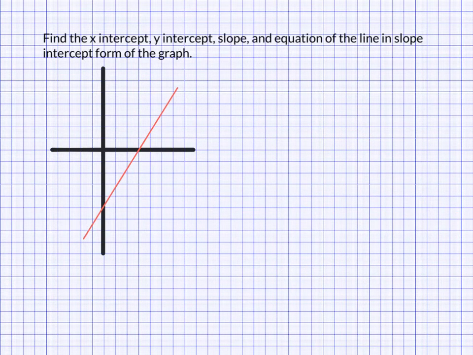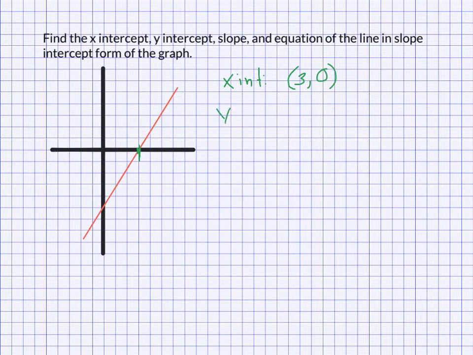Alright, this problem says find the x-intercept, the y-intercept, the slope, and the equation of the line in slope-intercept form of the graph. Alright, so the first thing we're going to do is let's go ahead and find the x-intercept. I needed to do a coordinate background on this so we could see the graph really well. If the writing's hard to see, I'm sorry about that. But we have here the x-intercept, so we're just going to look where we're crossing the x-axis. And that looks like that is at 3. So it's the point (3, 0).